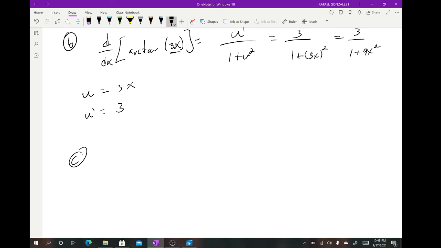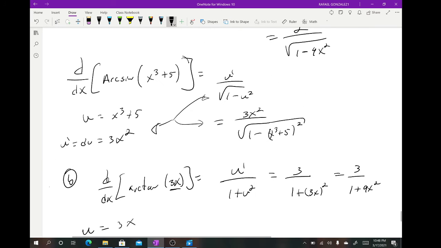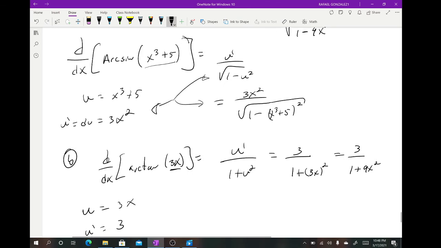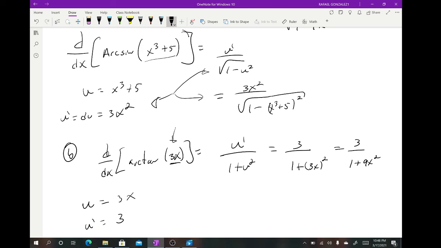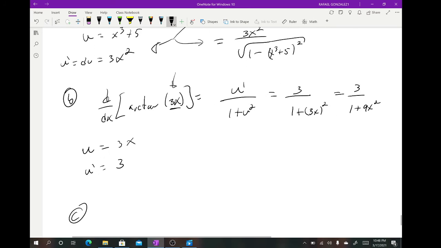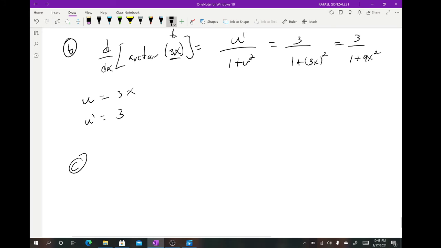Okay? And again, the same thing applies. If you have something else besides a linear expression, you simply make whatever is inside of the parentheses your u, and you find its derivative. Okay, so let's do another one.